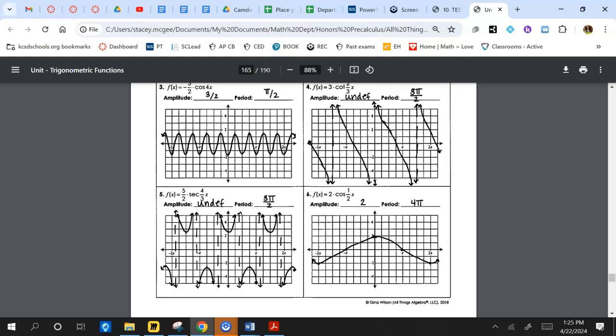You don't have asymptotes on cosine or sine. Only on secant, cosecant, and cotangent. So for secant, that's 1 over cosine. So when cosine is 0, you got an asymptote. The bottom can't be 0. That's the 1 over cosine.